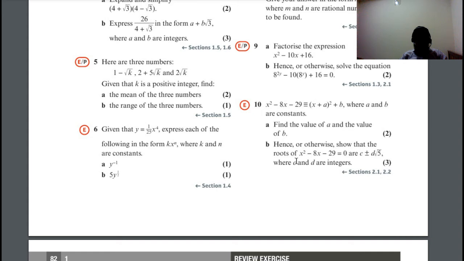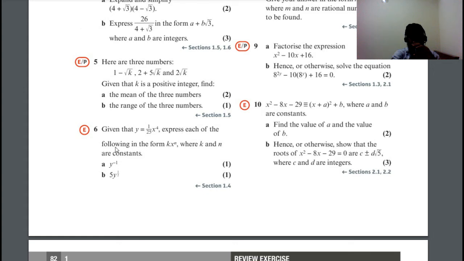Sir, my mental math is on point, sir. Just a little mental. Too mental. 4 plus minus 3 root 5. So then c is 4 and d is plus minus root 3.